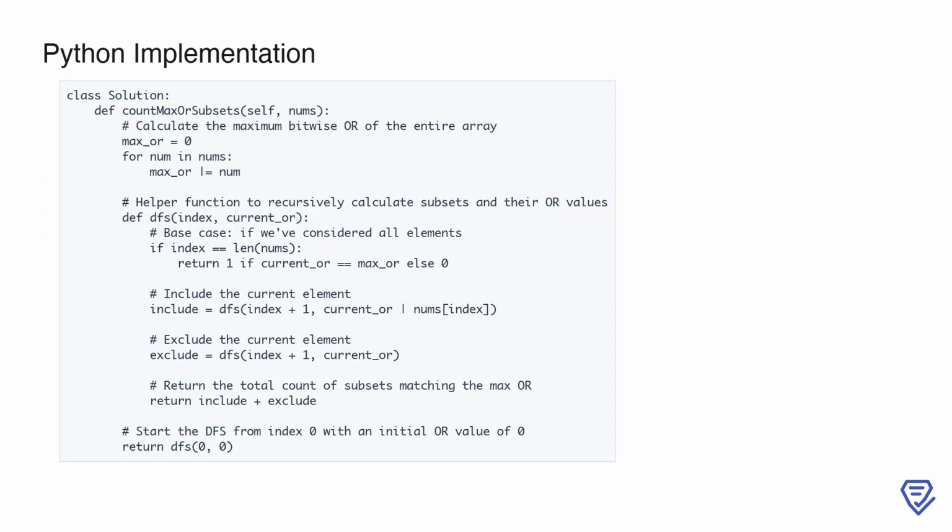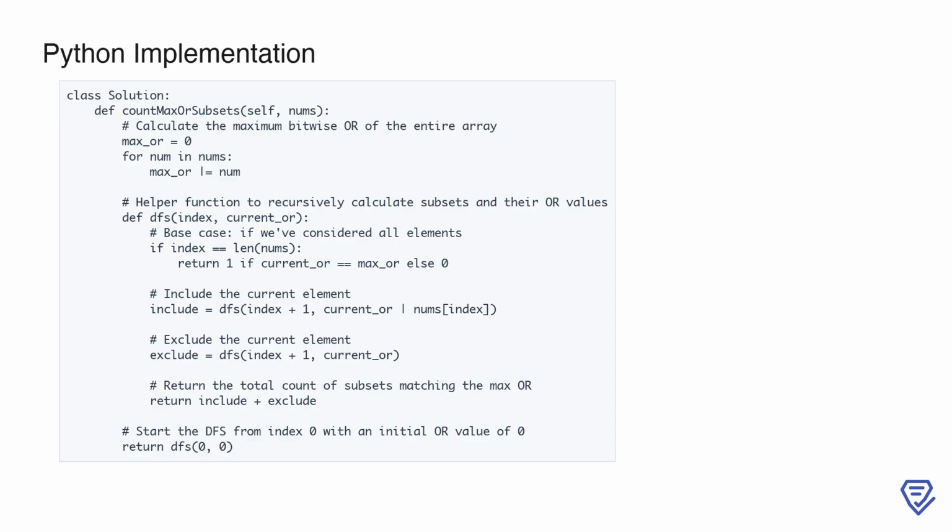This implementation solves LeetCode problem number 2044 by recursively generating all subsets of the given array nums and calculating their bitwise OR values. The goal is to count how many subsets achieve the maximum possible bitwise OR value. First, the max_OR variable is computed by iterating over all elements in nums and performing a cumulative bitwise OR operation. This gives the maximum bitwise OR value that any subset can achieve.